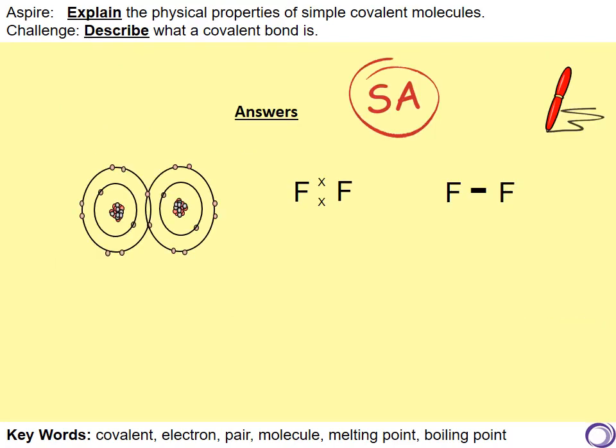Okay, grab a red pen and let's go through all of these. So fluorine has 7 electrons in its outer shell, and just like in the demonstration earlier with chlorine, it will share 1 electron with the other fluorine atom. So we have 1 shared pair of electrons, a single covalent bond with 2 electrons in the overlap.